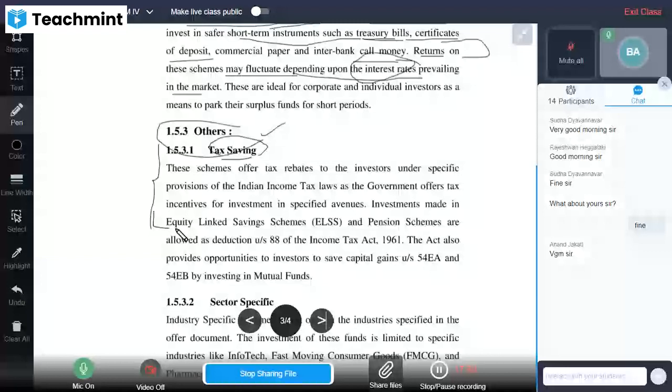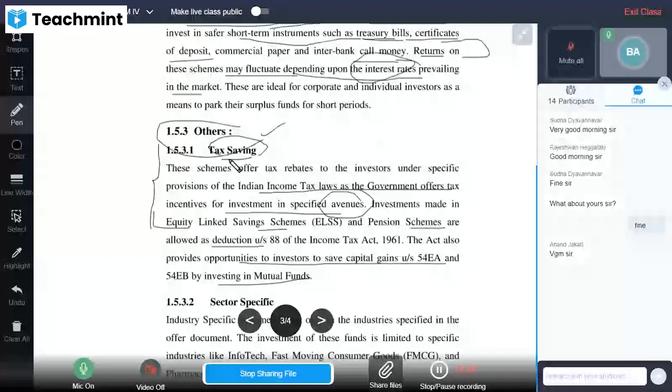Say for example, ELSS, equity linked savings scheme, and pension schemes are allowed as deduction under Section 88 of the Income Tax Act 1961. The Act also provides opportunity to investors to save capital gains under Section 54EA and 54EB by investing in mutual funds. So under specific provisions of Indian income tax laws, the government offers tax incentives for investment in specified avenues, specified schemes. That is nothing but a tax saving scheme.